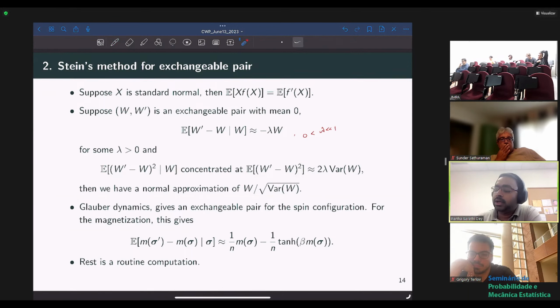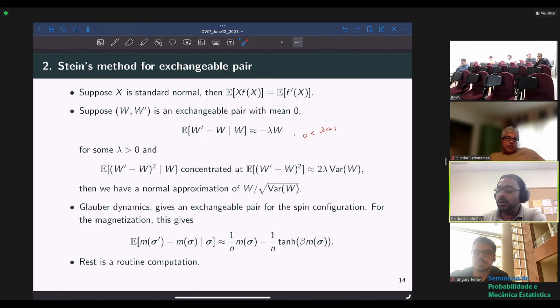Using the exchangeable pair property, it turns out that this expectation is exactly 2 times lambda times variance of W. Once this is true, Stein's method actually shows that W divided by the standard deviation converges to normal 0, 1. The heuristic idea is that you can think of this as a one-step discretization of the Ornstein-Uhlenbeck process. If you can create some exchangeable dynamics with a small linear change, and the conditional second moment is concentrated around the appropriate mean, then it has to be Gaussian.